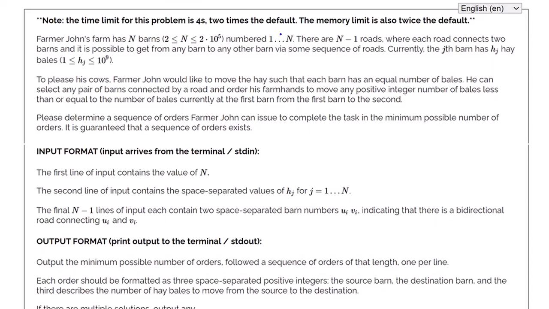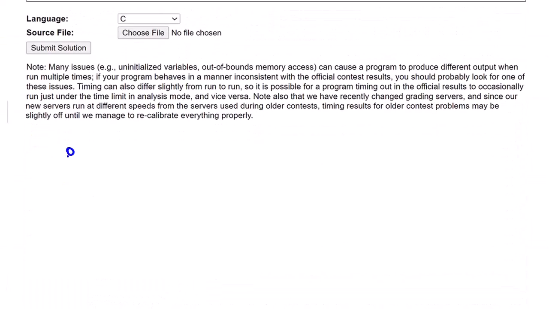If we consider this problem as a graph, we have n vertices and n minus 1 roads, and it says it is possible to get from any barn to any other barn via some sequence of roads. That means we have a tree. A tree is what? A connected acyclic graph like this one. For example, this. And in all of them, if the number of vertices is equal to n, then the number of edges is equal to n minus 1.